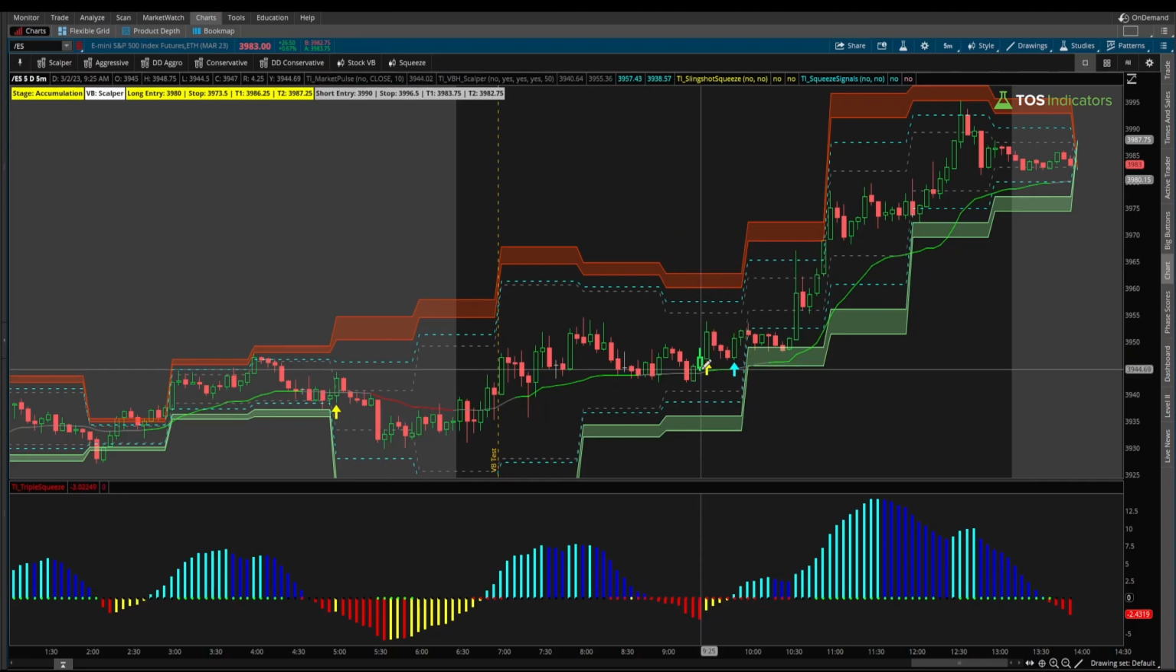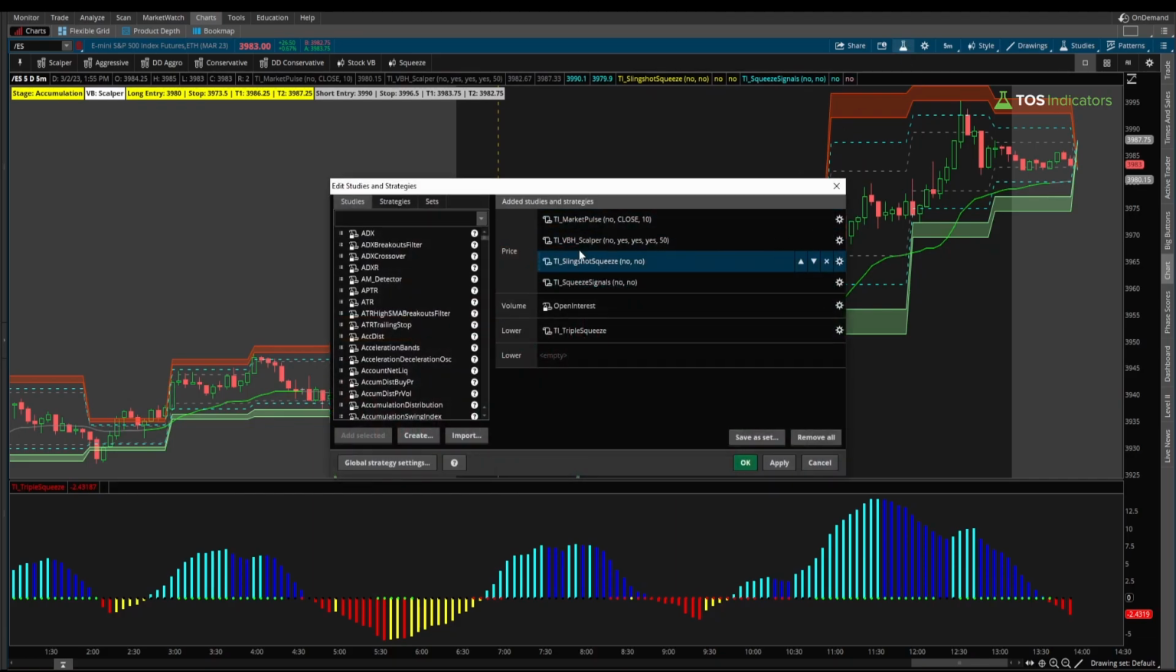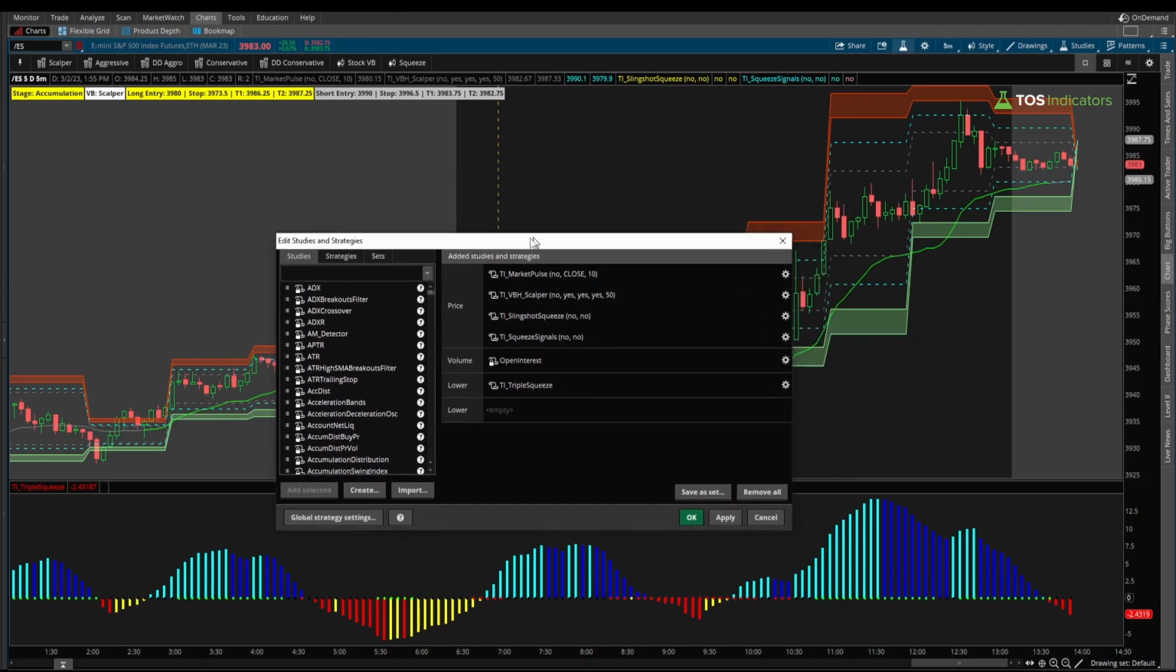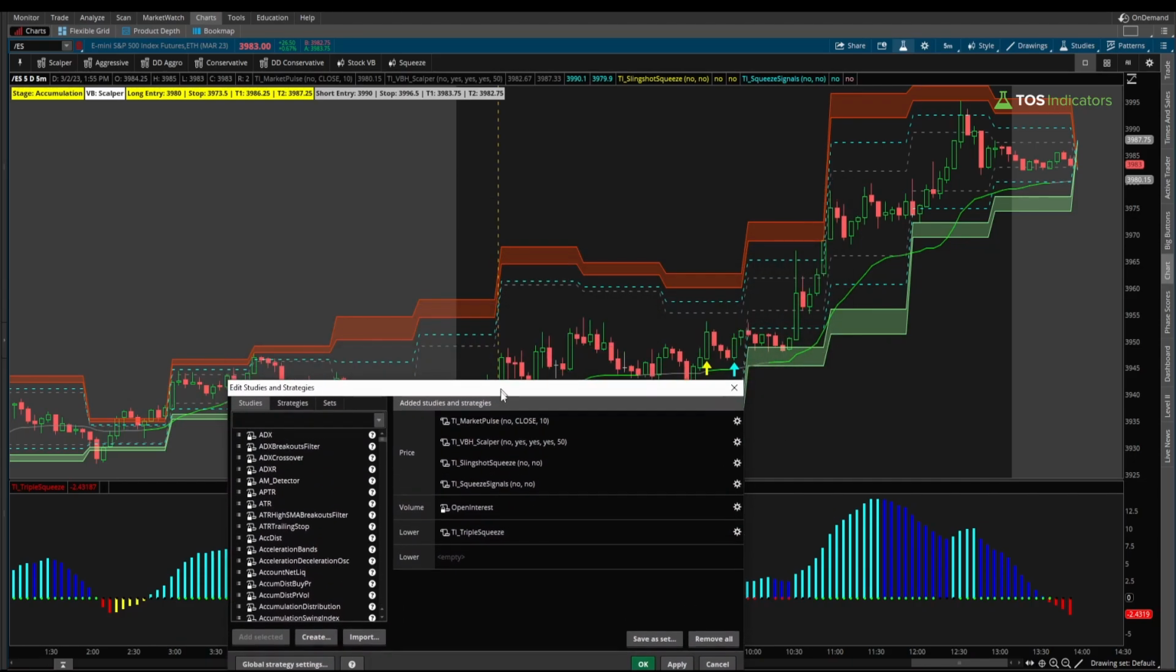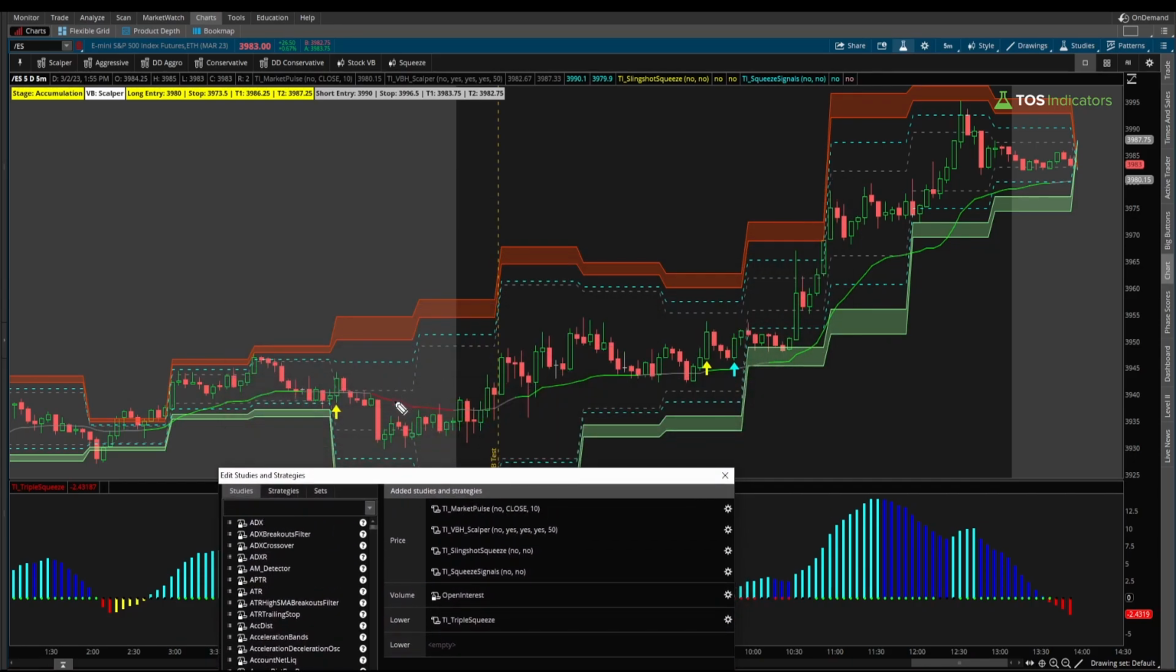Now, to get started, we'll need to break down what each one of these indicators is on our charts and the value it provides. The first thing to call out is the market pulse line. That's this line that we see on our chart here, which turns red and green. The market pulse line is a free indicator that you can download from our website, and it helps us understand what the overall trend is in one easy glance here.